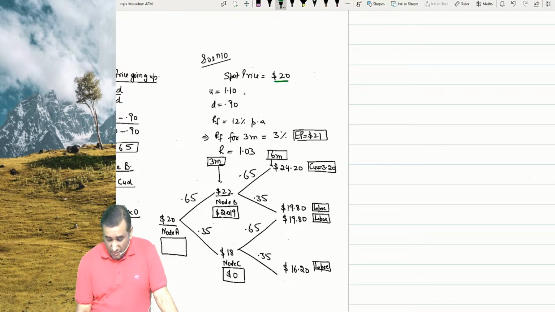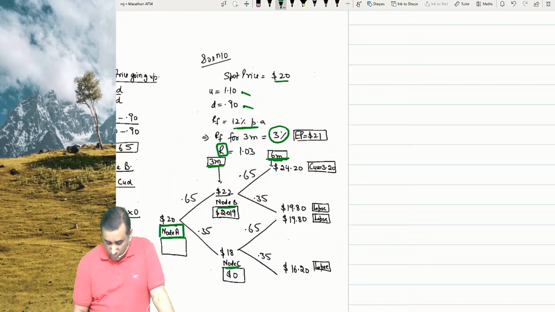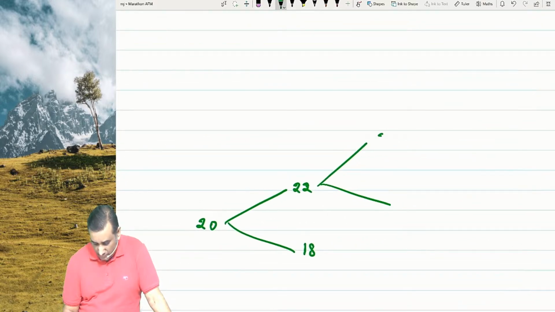Starting at $20, u is 1.1 and d is 0.9. The risk-free rate of 12 percent for 3 months would be 3 percent, and capital R becomes 1.03. So we have a 3 months period, and another 3 months, a 6 months period in total. If it is node A, for example, at node A we are standing, then node B, and this is node C. I'll draw it for you so that it becomes neat. 20 will either go up or down, it will become 22 or 18. In the second step it will go up and down, how much? 24.2, and 19.8. Although I could show one and the same thing, I show it separately.